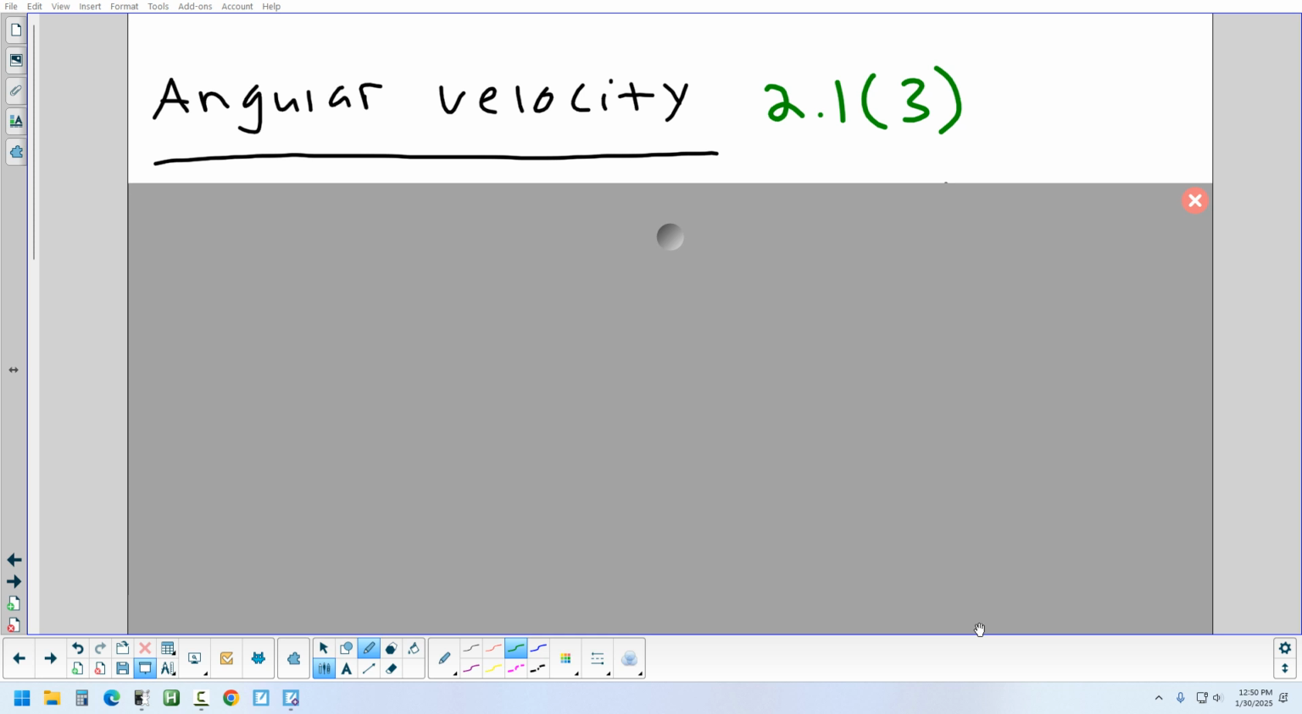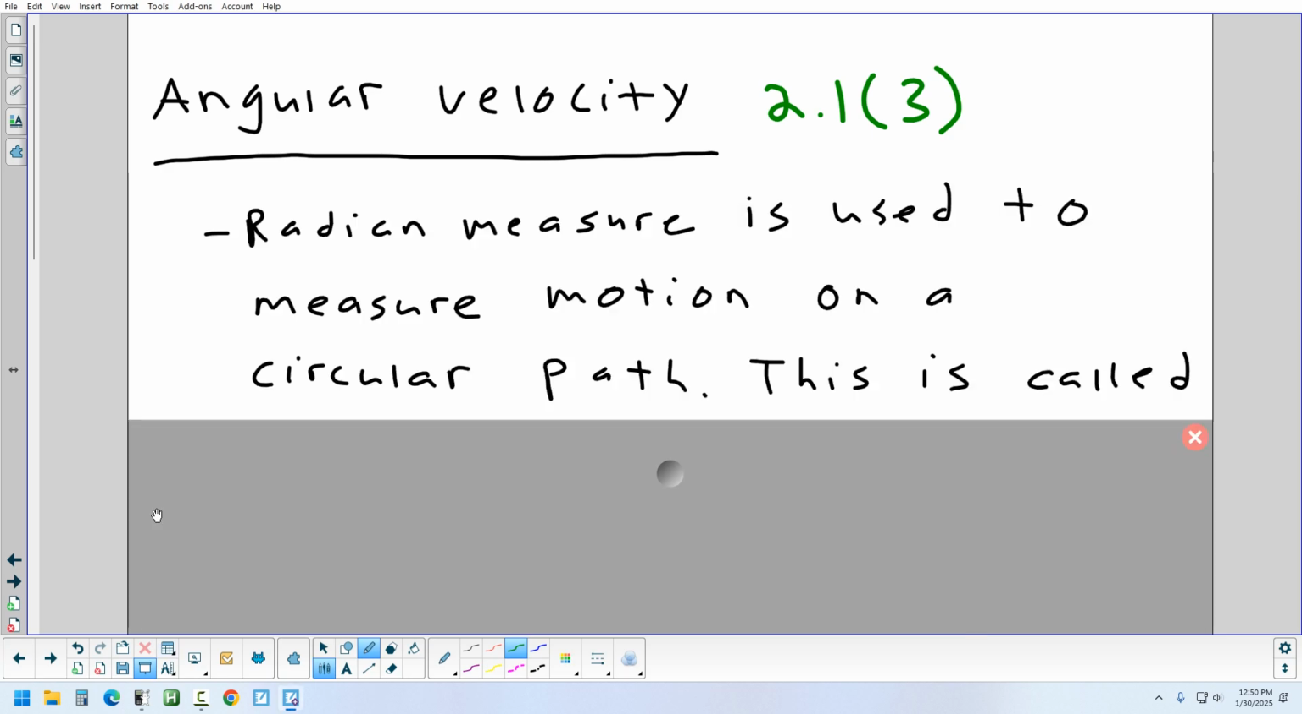Okay, so the last part of section 2.1 we're going to look at is called angular velocity. I'll explain what angular velocity is, why we have it, and then how we can convert. So this section is going to be about converting one unit to another unit. What angular velocity measures is the speed of something that's spinning. That's what it is.